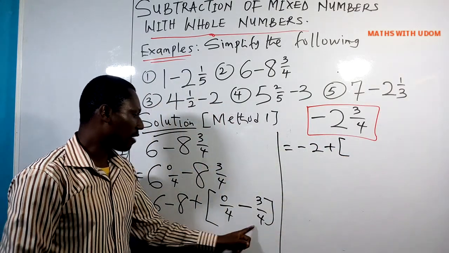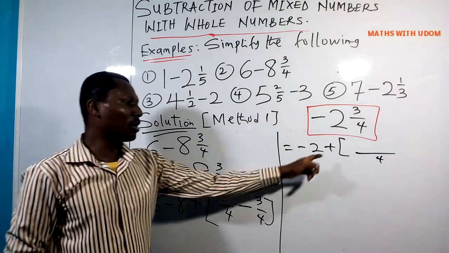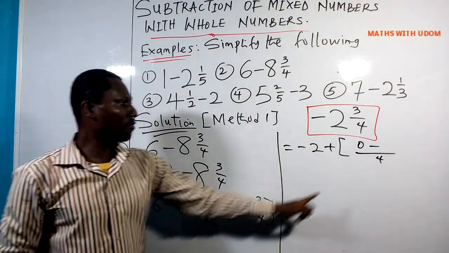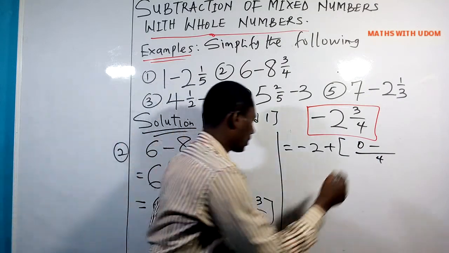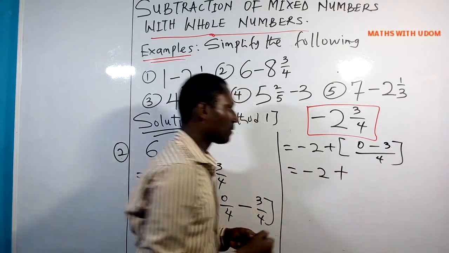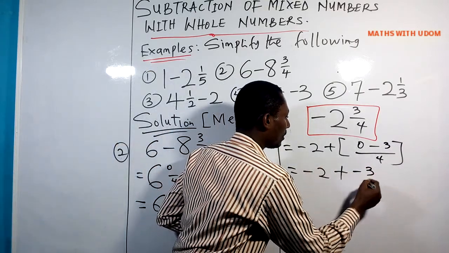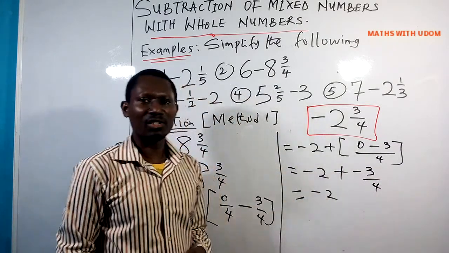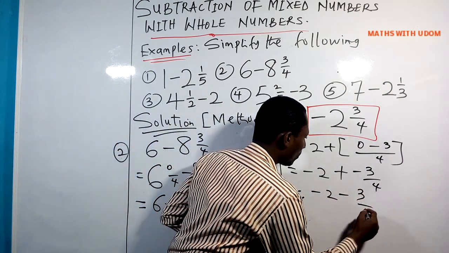What is the LCM of 4 and 4? 4. How many 4 can go in 4? 1. 1 times 0, 0. Minus 4 in 4. 1. 1 times 3 is 3. We close the bracket. Then we have minus 2 plus. What is 0 take away 3? 0 take away 3 is minus 3. Divided by what? 4. So we have minus 2. What is plus times minus? Plus times minus is minus. Then 3 over 4.